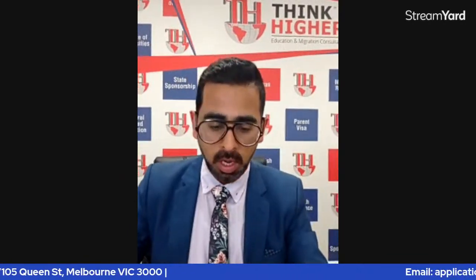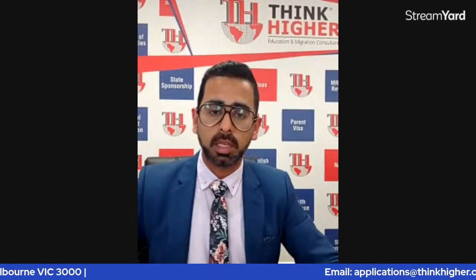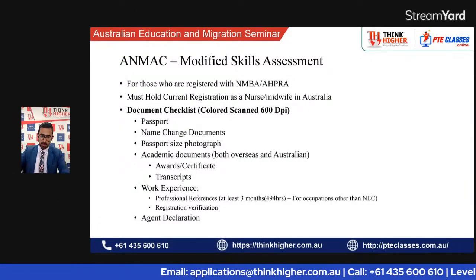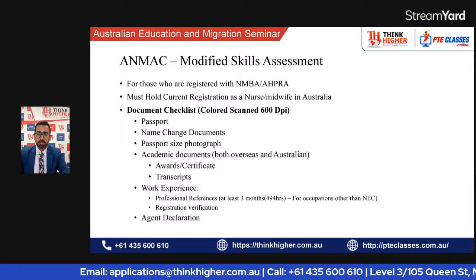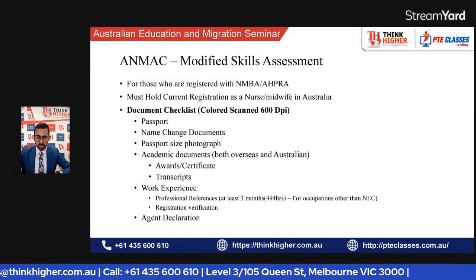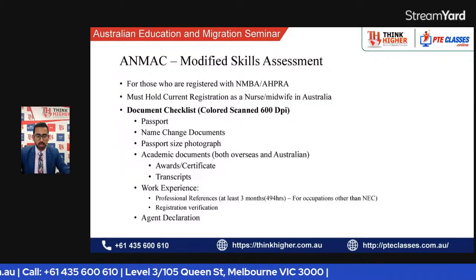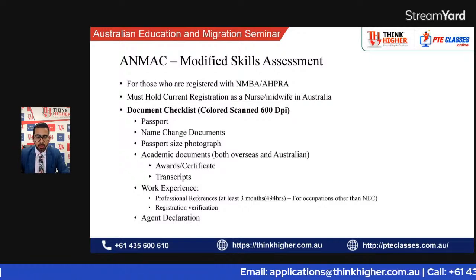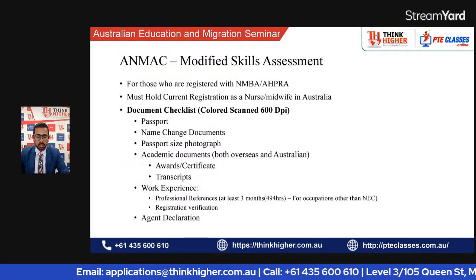All right, welcome back, viewers. So let's start with the modified skill assessment checklist, and then we shall be discussing the other streams as well. So NMAC modified skill assessment, for those already registered with AHPRA and NMBA. They need to apply for modified skill assessment, and must hold a current registration in Australia. Documents need to be at least 600 dpi, so make sure that you're properly scanning them.